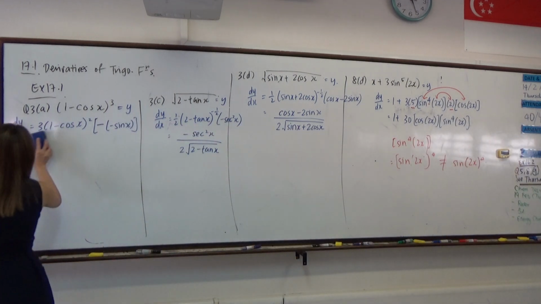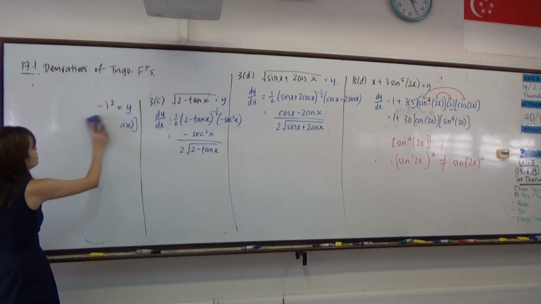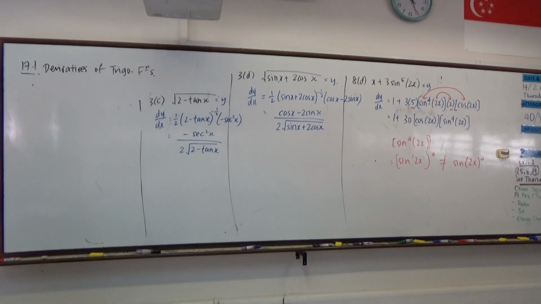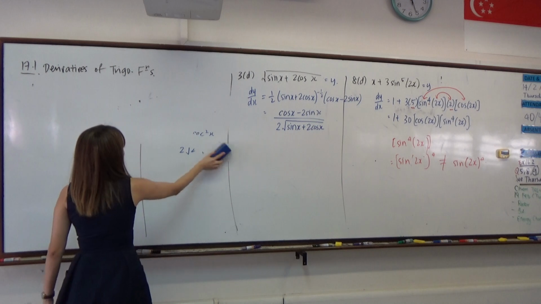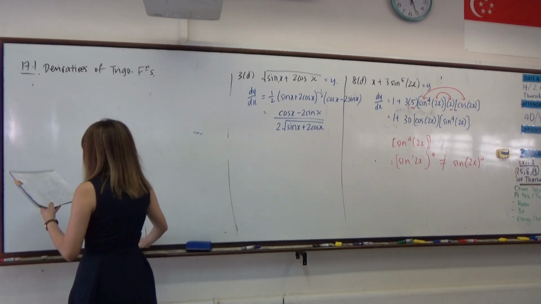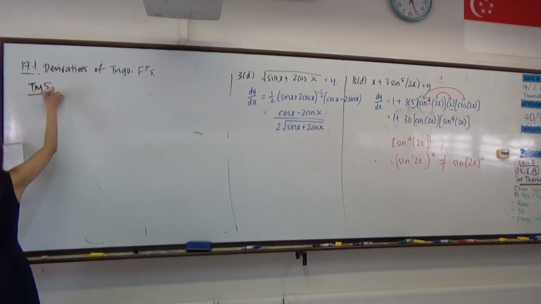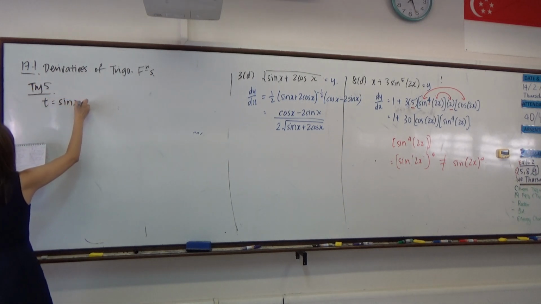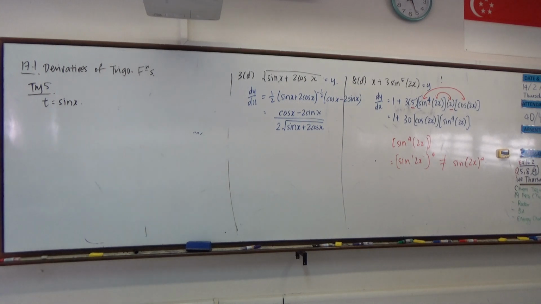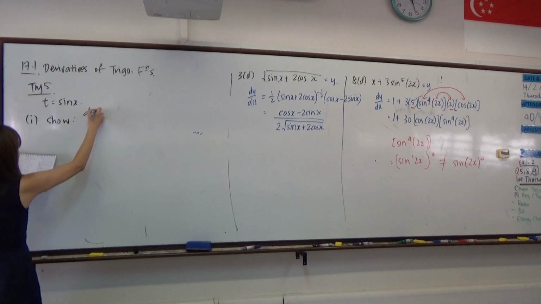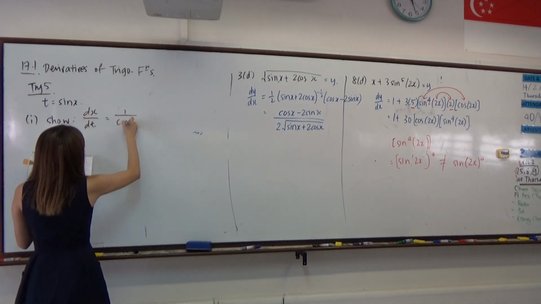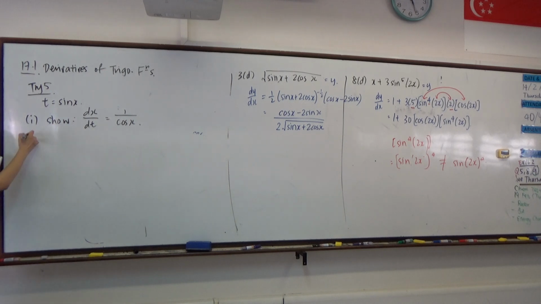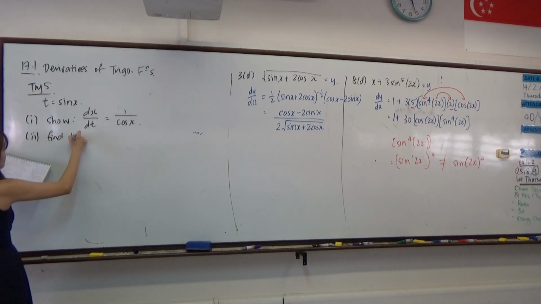Okay, so we have understood how to do differentiation of the trigonometric functions already. We will look at the different applications that we have learned, for example connected rates of change, maximum and minimum, equations of tangents and normals and all that. Okay, so it is given that t is equal to sine x and that x varies with the time t, so x and t are variables. We want to first show that dx over dt will be 1 over cosine x, and then in part 2, we want to find the rate of change.